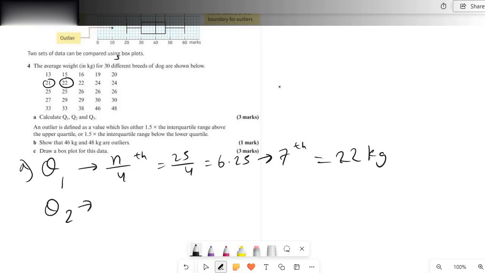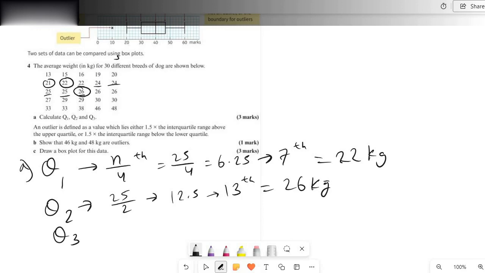For Q2, which is the median, it is 25 divided by 2, which gives us a value of 12.5. This will be rounded up, because just like we did for the lower quartile, the same rules apply here. So if you count from here, this is the 7th term, this is the 8, 9, 10, 11, 12, 13. So 26 is the 13th term. Therefore 26 kg is going to be the median.